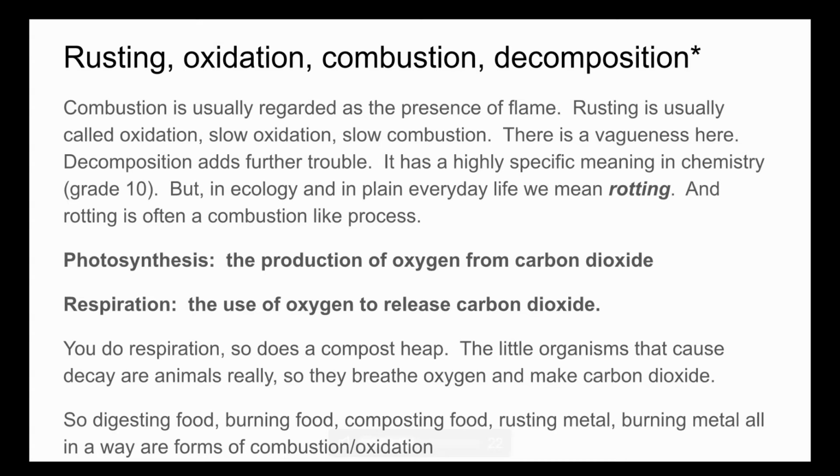All of you know about photosynthesis, the making of oxygen from carbon dioxide that plants do. What we do is called respiration. We use oxygen to take sugars and convert them into energy and carbon dioxide. You do respiration, and so does a compost pile. The little organisms that cause decay are mostly animals, so they breathe oxygen and breathe out CO2. This means digesting food, burning food, composting food, rusting metal, burning metal are all a form of combustion or oxidation process.